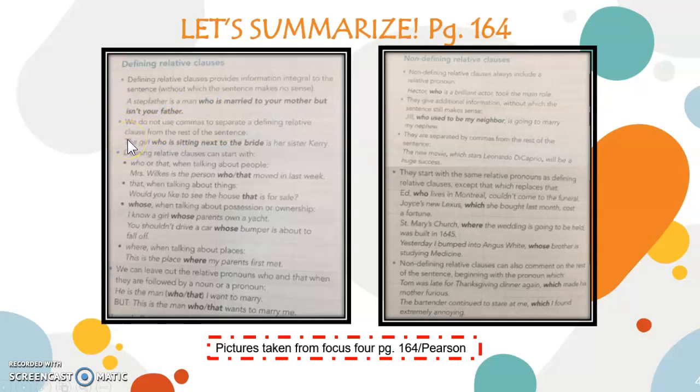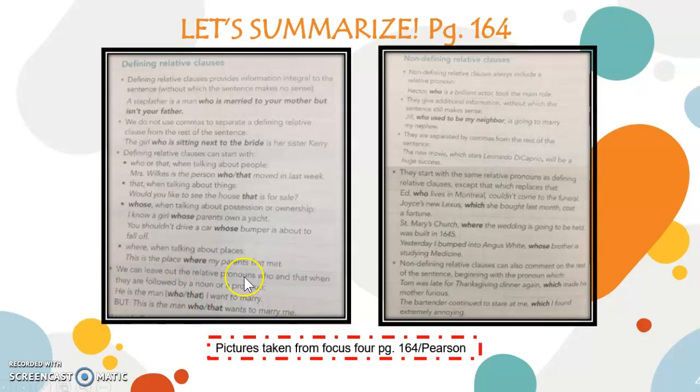How can we separate the ideas or pieces of information in defining relative clauses? By using the bridge. Then defining relative clauses can start with who or that for people, that for things, whose for possession and ownership, which I already said, where for places, and when for time, which we have checked. What is important here is the last part. Please highlight all this idea with the example included.